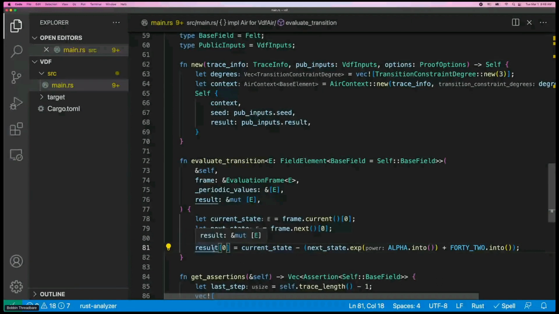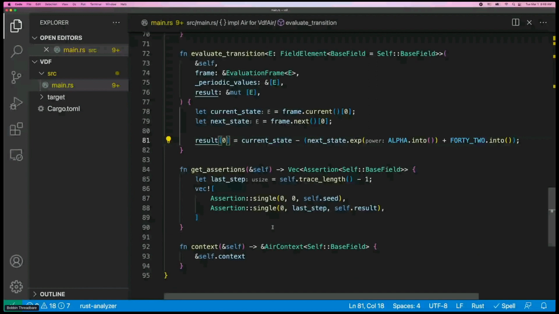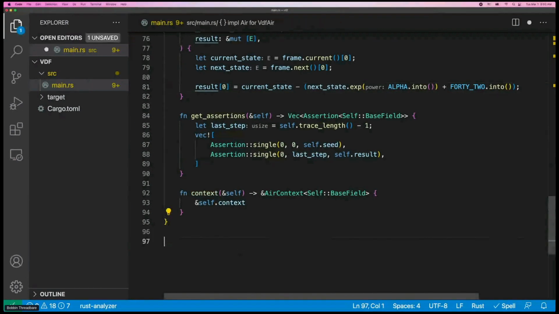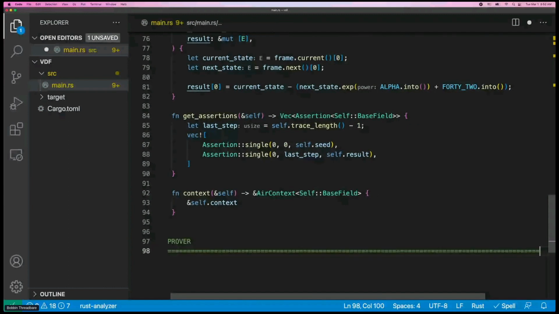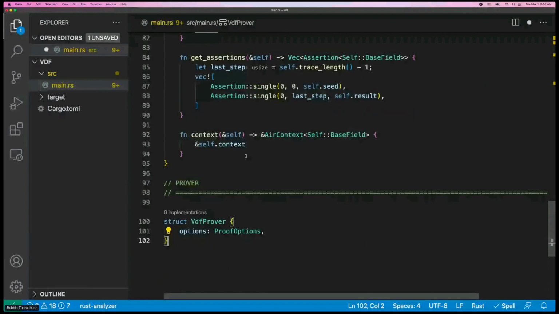So, all right. This now defines the AIR. The next thing that we need to do is build a prover. So let's start with the prover that will actually generate the execution trace. The primary thing for the prover is to generate the execution trace. We'll call this VDF prover. I'm just going to copy and paste to save time. And again, it would just take the proof options that describe the parameters.